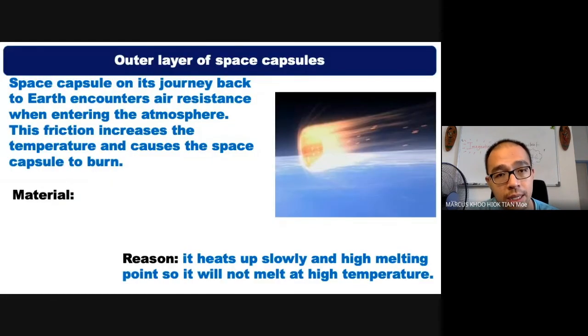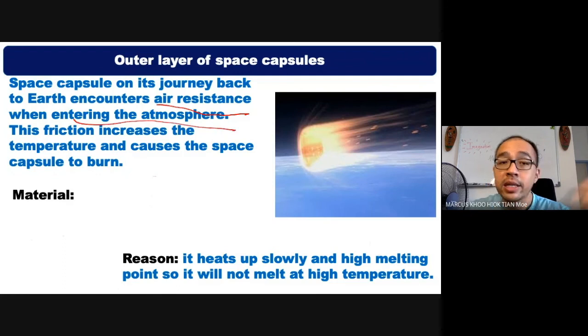All right, one last one. Outer layer of space capsule. So the space capsule, the outer layer, when it comes back into Earth, I think if you watch the movie Interstellar, you'll know this. Space capsule on its journey back to Earth encounters a lot of air resistance when entering the atmosphere. In space there is no air, so there's no resistance.